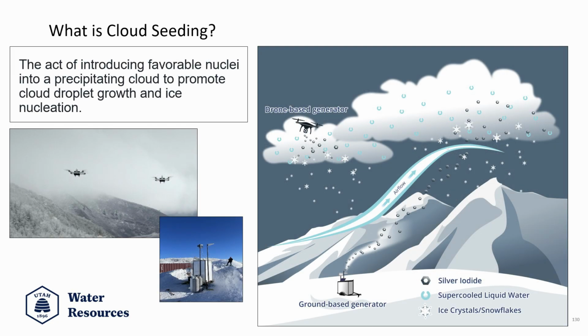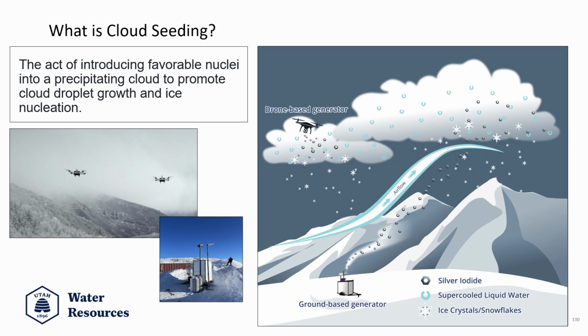All right, so what is cloud seeding? Well, really simply, it's the act of introducing favorable nuclei into an already precipitating cloud to promote cloud droplet growth and ice nucleation. So in the state of Utah, we have two primary methods of cloud seeding. First is our traditional technology, which is the use of ground-based generators, which relies on the orographic winds transporting material up and over the mountain ranges into the favorable parts of our storms. And then the second is through drones. And drones allow us to be more precise with the targeting, getting directly into the cloud layer that we need and releasing the material right in those precise locations.